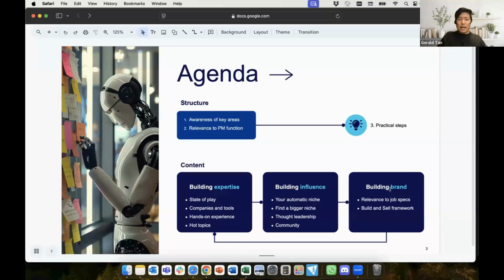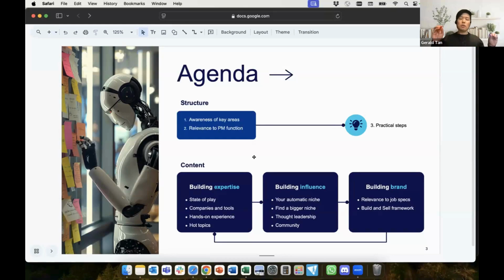And because this is an AI masterclass, I will spend half the time on this side here. I want to really talk about a few things, specifically the hot topics that I think you really should have a view of. So the first bit is about building expertise, and it would be about the state of play. What are the big companies? I'm going to focus on big tech because there's like thousands of AI companies, and I don't really want you to get drowned into this space. So let's focus on the big tech.